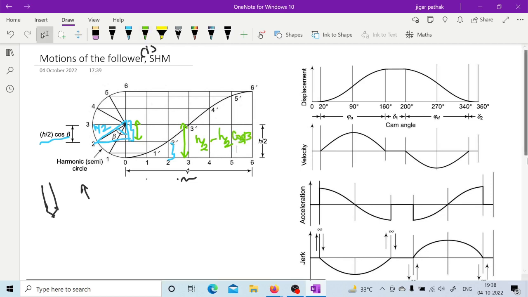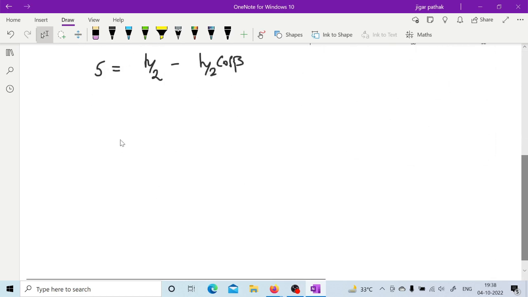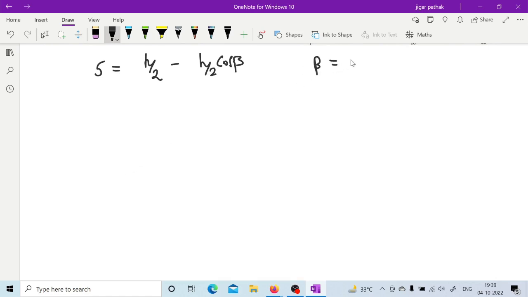Once you are done with this, one more thing you can do is, beta can also be normalized as pi theta by phi, where phi is the full angle. As we are considering simple harmonic motion, this phi will be the full rotation of that particular point. Here theta and phi are what? Theta is a particular instant.